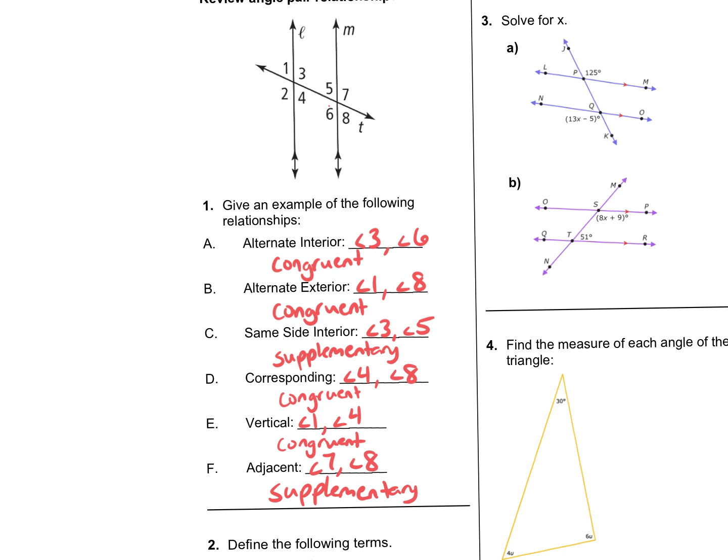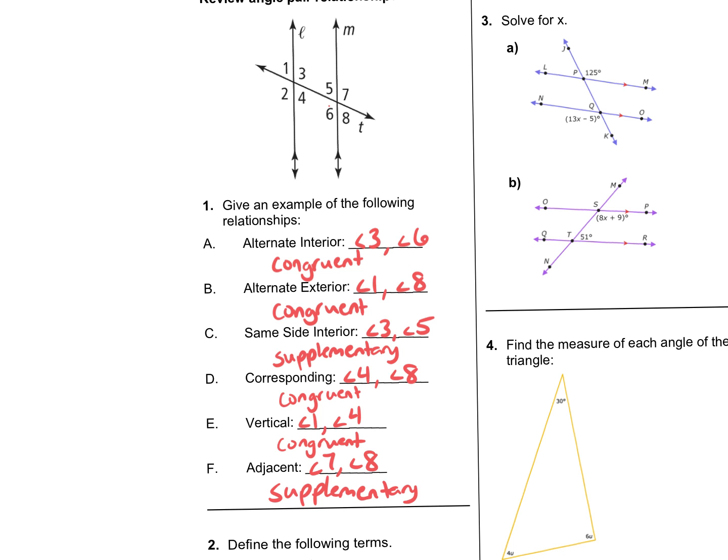Okay, so again, those are your 6 angle pair relationships. On your test, I'm not going to have you list them like this. You're just going to be asked questions like, are these alternate interior? What angles are supplementary? Just different things like that. You just have to know how to utilize them.